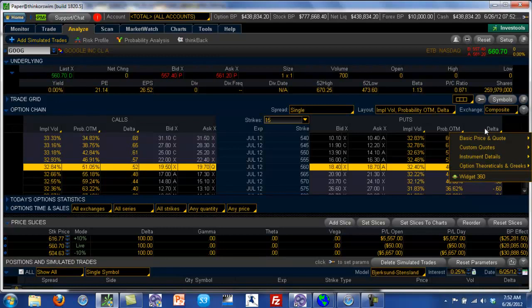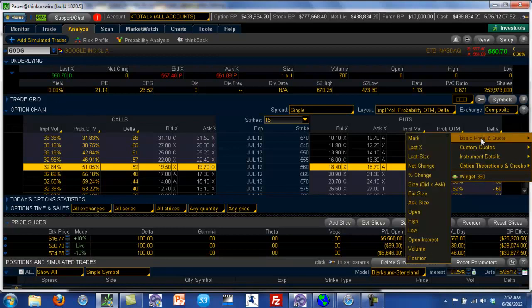So here again, if you click on this arrow on any column, you can put various things about price. So you can put the mark price. The mark is the midpoint between the bid and the ask. Then you can also put the net change. You can put the bid size, ask size, open, high, low, open interest and volume, which are very important columns to have on your options chain.